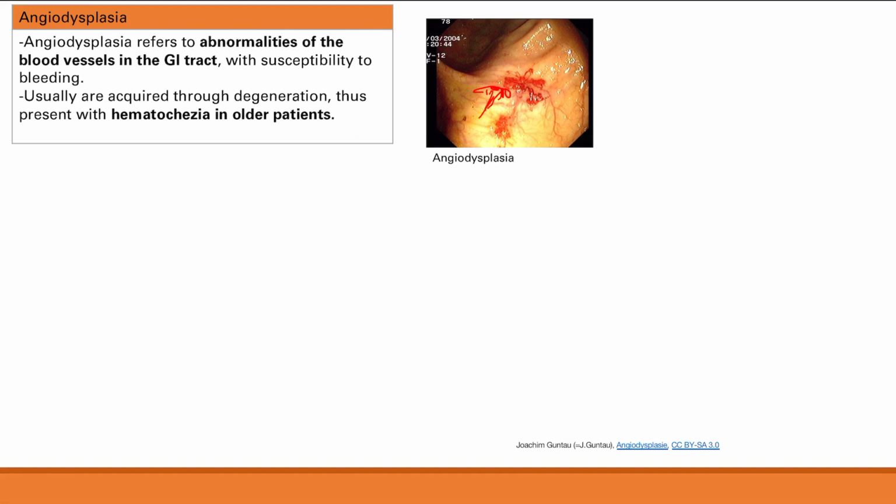And these abnormalities usually arise from degeneration, okay? So the presentation here, degeneration occurs as you grow older. And then because these are susceptible to bleeding, what you're going to see is hematochezia, which is blood in your stool. Okay, so very simple. Angiodysplasia from degeneration tells you all you need to know. It's abnormalities of blood vessels, it's easier bleeding, it's in older patients. You're going to be bleeding in your stool in older patients in angiodysplasia.